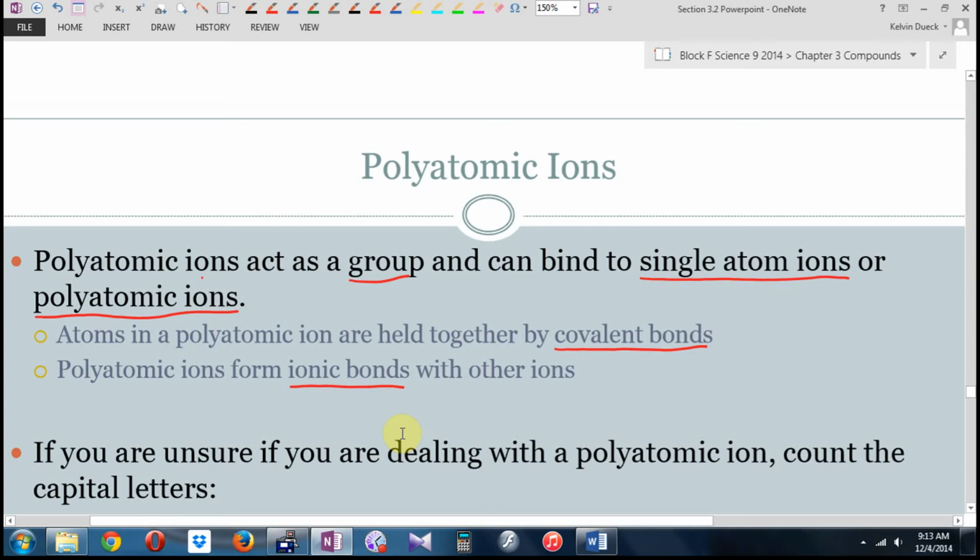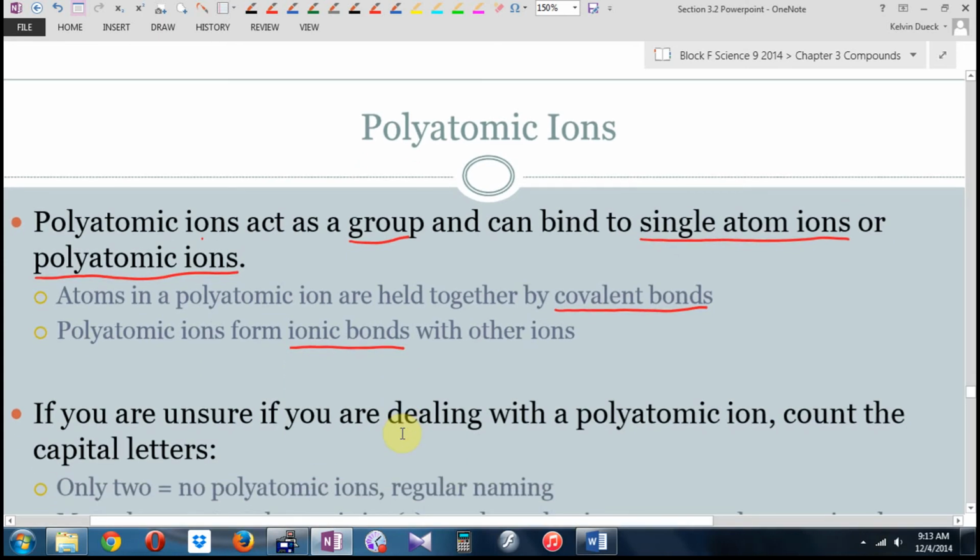If you're not sure whether it's a polyatomic ion or not, honestly, count the capital letters. If there's only 2 capital letters in your compound, that means it's only 2 elements. It's not a polyatomic ion. Regular naming. So, if there's only 2, the IDE rule.